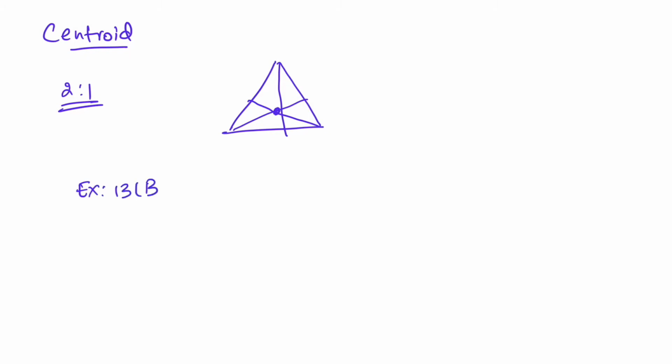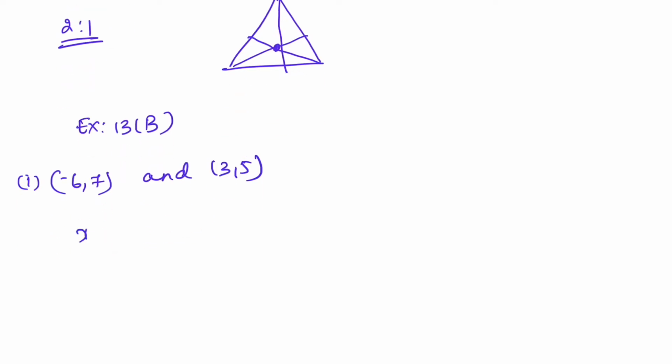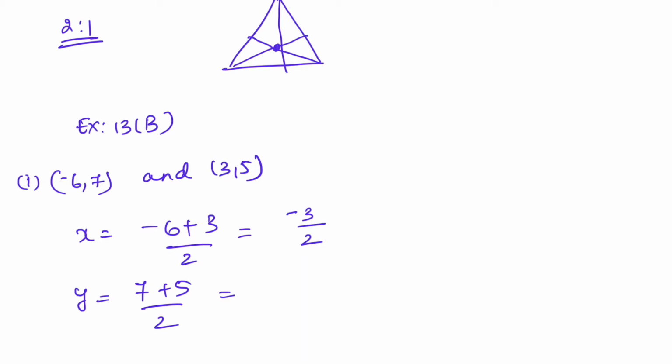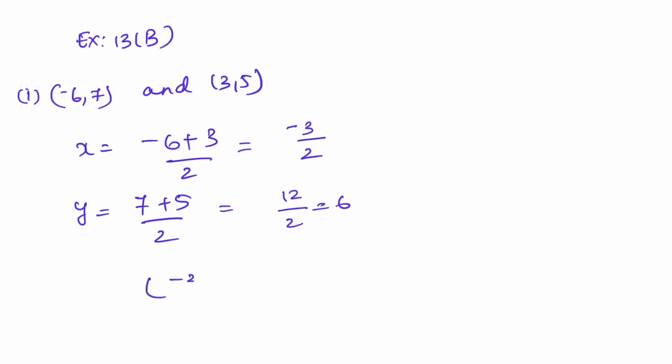Okay, coming to exercise 13b, find the midpoint of the line segment joining. First question we have (-6, 7) and (3, 5). So x is equal to (-6 plus 3) by 2, and y will be equal to (7 plus 5) by 2. So what I get here, -3 by 2 and 12 by 2 equal to 6. So what will be the point here? I'll get -3 by 2, that is -1.5, and 6.